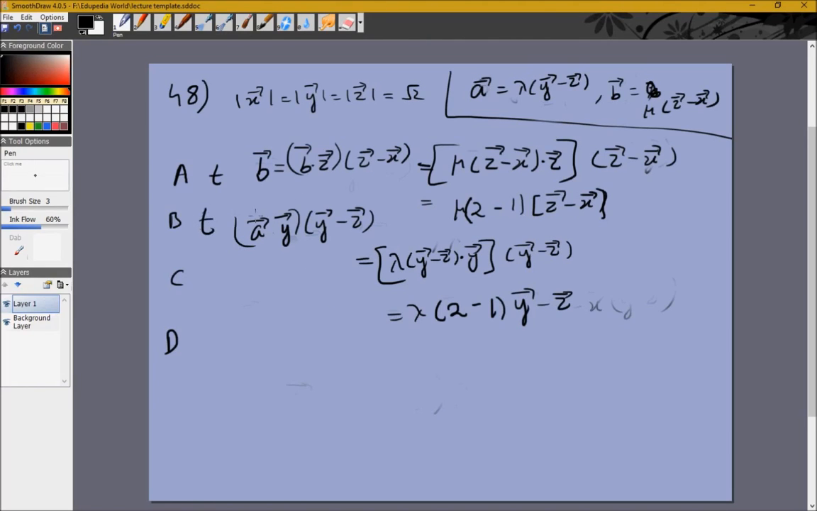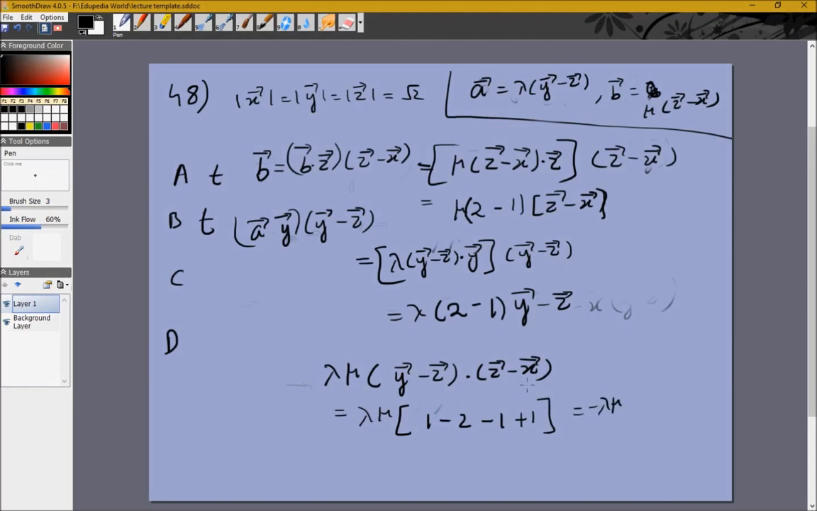Option C asks us what is a dot b. So a dot b is lambda mu times y minus z dot z minus x, which is equal to lambda mu times y dot z is 1, minus z dot z is minus 2, minus y dot x is minus 1, plus x dot z is plus 1. So it is minus lambda mu.